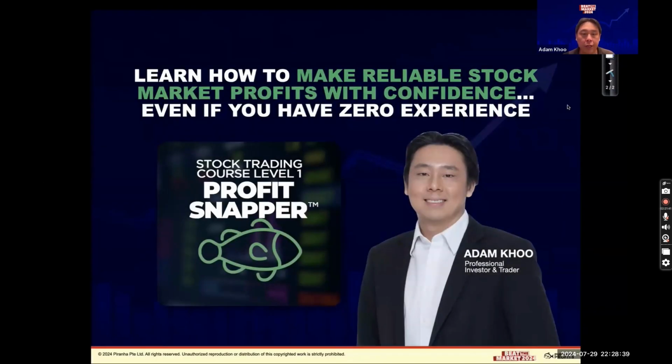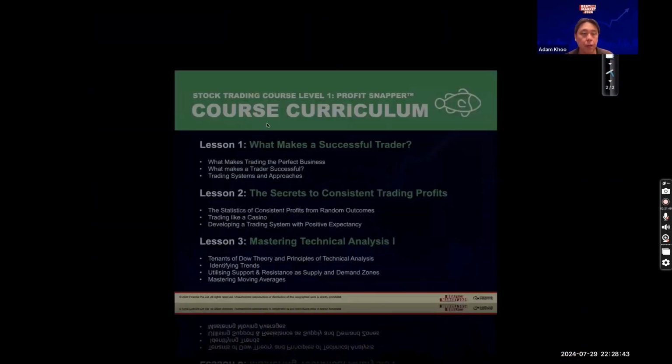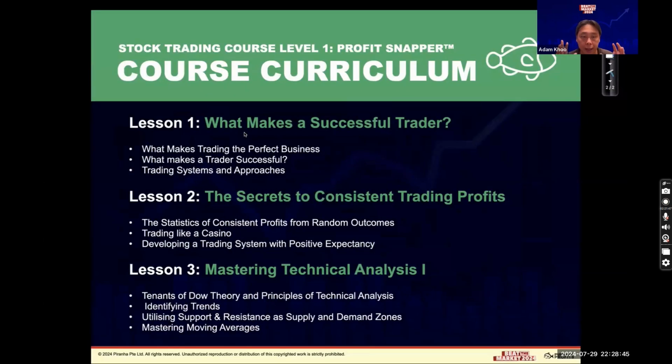So for the stock trading course, level 1, Profit Snapper course, these are all the lessons that you will go through. Lesson 1, what makes a successful trader? Learning about what makes trading the perfect business, what makes a successful trader, and the different trading systems and approaches. Okay. Lesson 2, the secret of consistent trading profits, understanding the statistics of how to trade like the house.